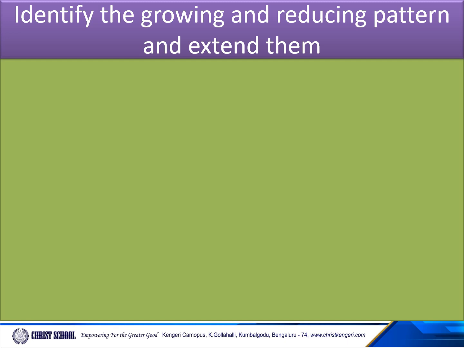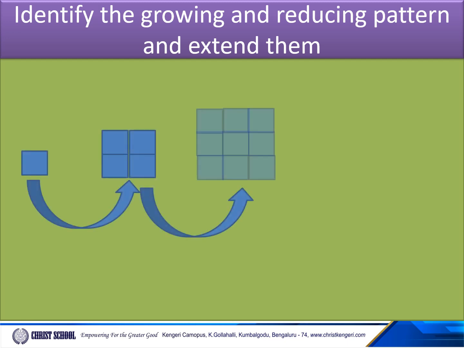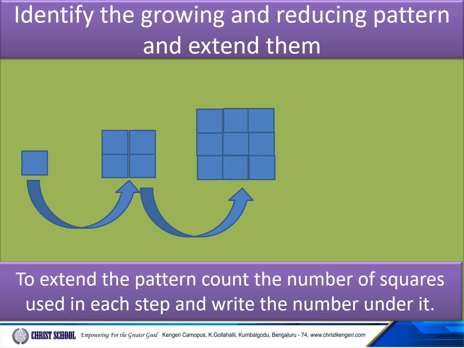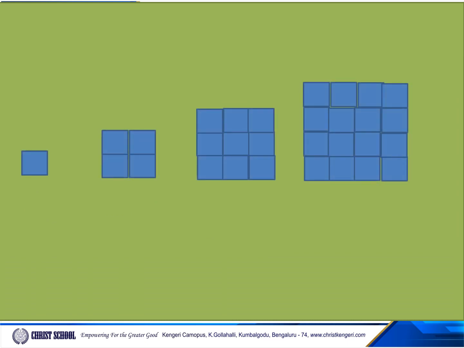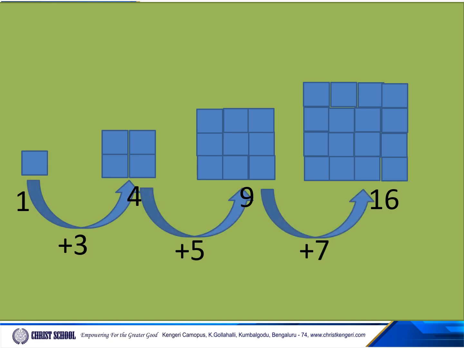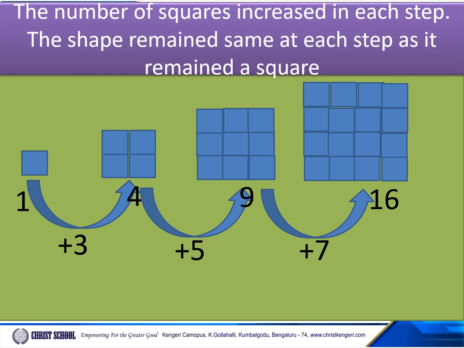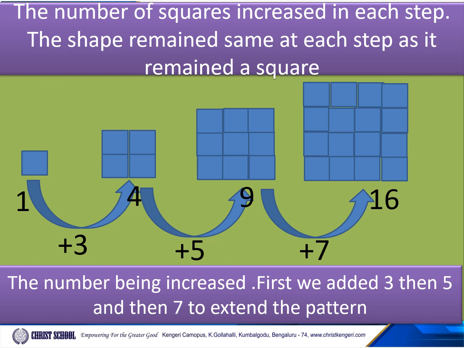Identify the growing and reducing pattern and extend them. To extend the pattern, count the number of squares used in each step and write the number under it. 1, 4, 9. What did you notice in this pattern? The number of squares increased in each step. The shape remained the same at each step, as it remained a square. The number being added increased: first we added 3, then 5 and then 7 to extend the pattern.